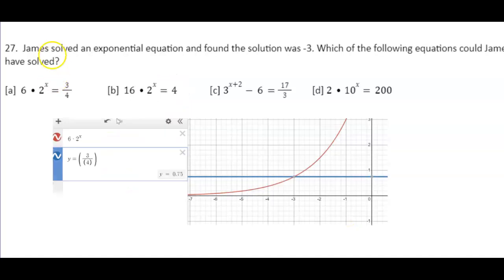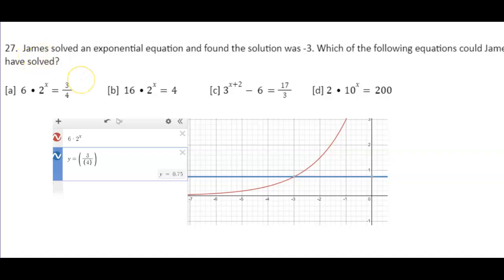Wherever possible, we want you guys to use technology to save your time, as I stated before. This is one of those examples where technology is going to be your friend. James did solve an exponential equation and found that the solution was x equals -3. Which of the following equations could he have solved?